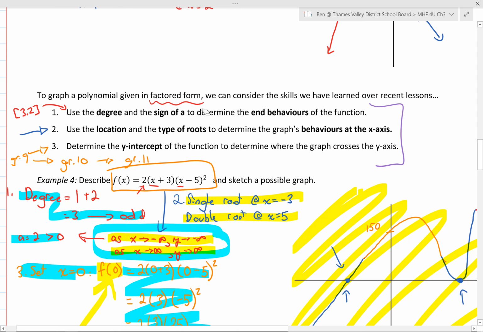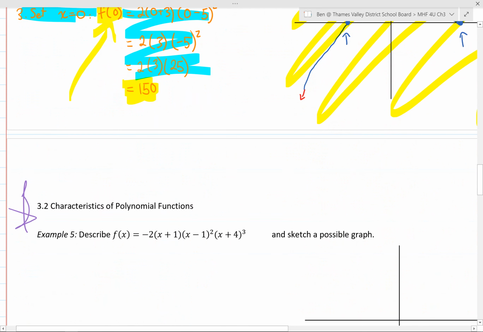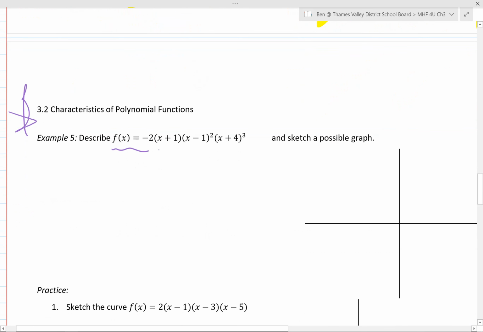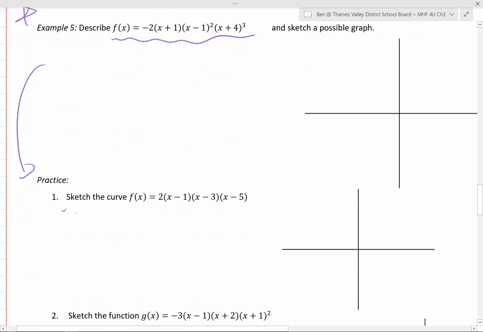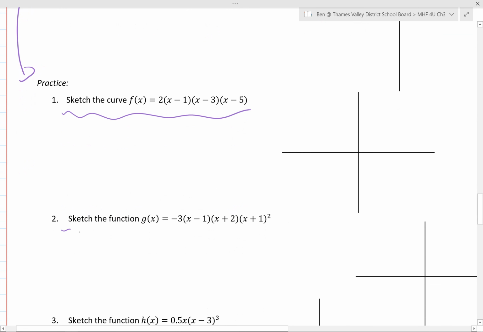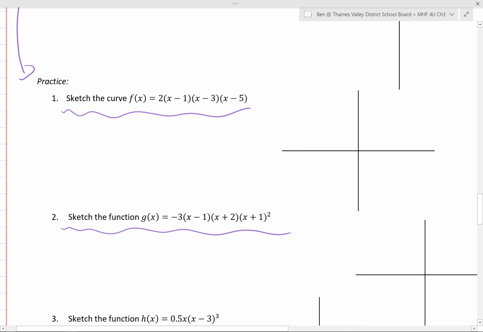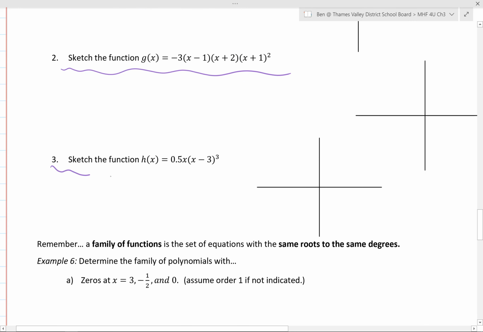I want you to use each of those 3 steps to try and come up with a possible graph for this function right here. And then even further, you should be ready to handle a function like this. You'll be able to try them all out on your own. And this one's kind of fun. This might give you a little bit of a challenge. Try it out. You should be able to handle those.